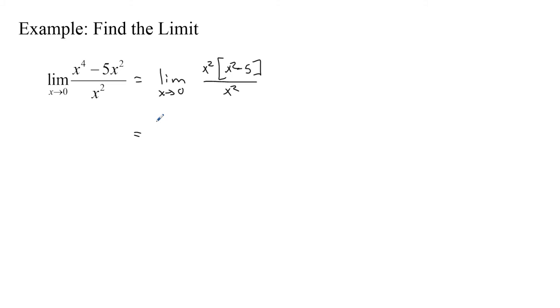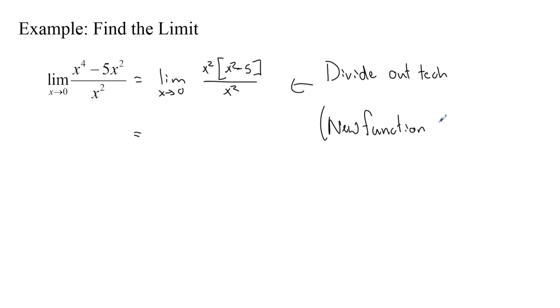The one thing I want you to understand with the dividing out technique is what I'm doing here. This is a new function with the same limit. All right, so when I go down here and I say the limit as x goes to 0, if I cancel those two x squareds out, I get x squared minus 5.